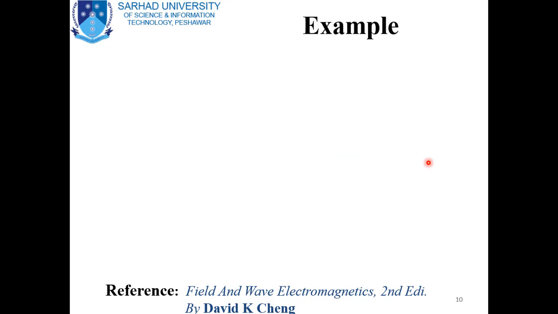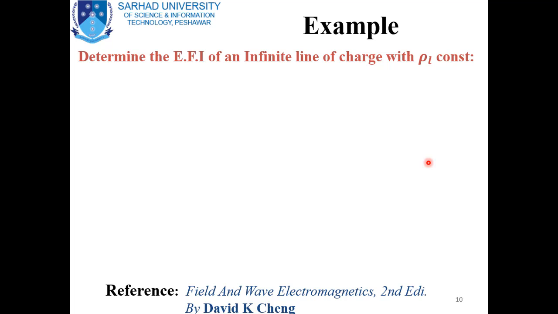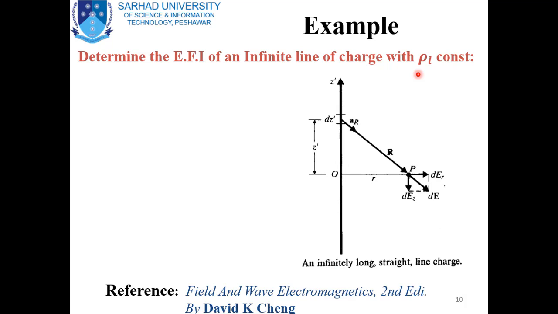So in the last part of this lecture, we are presenting an example in which we have to determine the electric field intensity of an infinite line of charge whose linear charge density is a constant. So we consider that the charge is distributed on an infinite line which is taken along the z-axis, and we consider the center of the line to be our origin. So we have half of this line along the positive z-axis and half of this line along the negative z-axis.